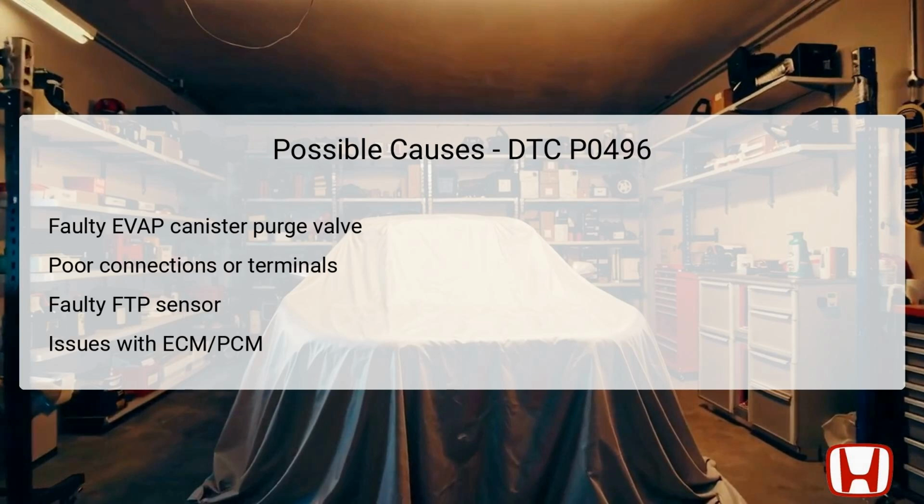The FTP sensor itself could also be malfunctioning, leading the system to believe there is a higher pressure than there actually is. Lastly, any issues with the Engine Control Module, ECM, or Powertrain Control Module, PCM, could affect the entire operation of the EVAP system, leading to high purge flow detection. Identifying the root cause involves systematic troubleshooting.